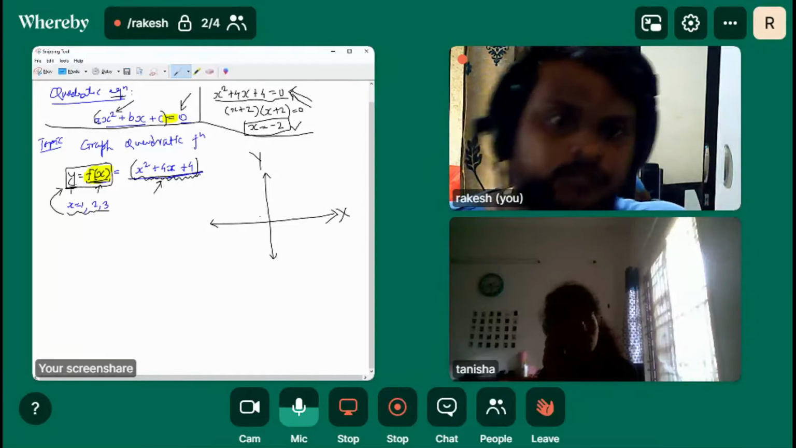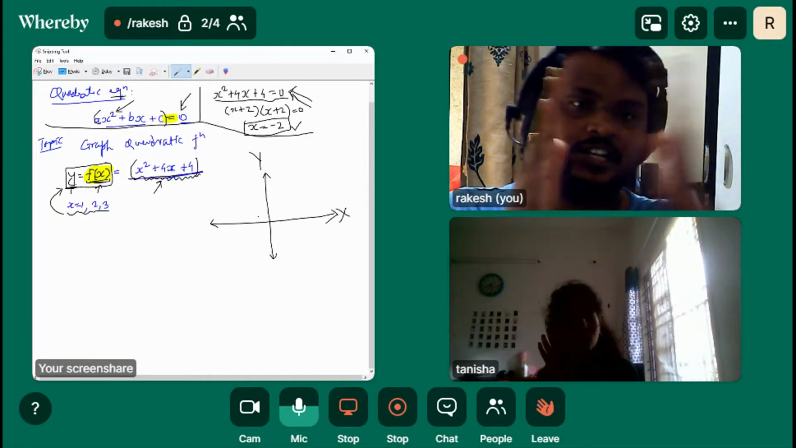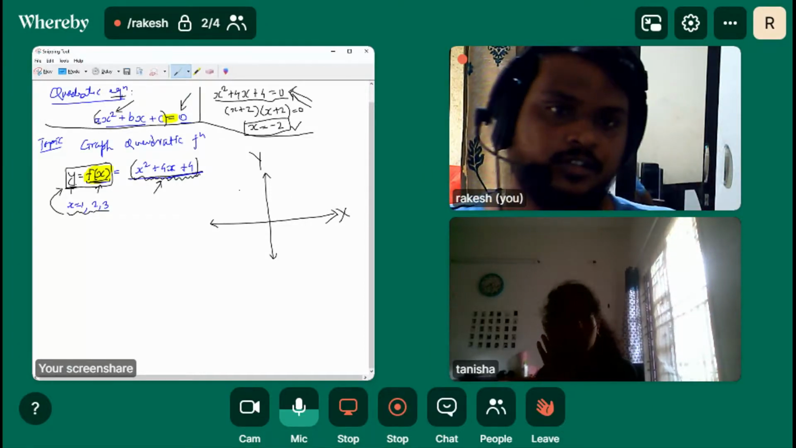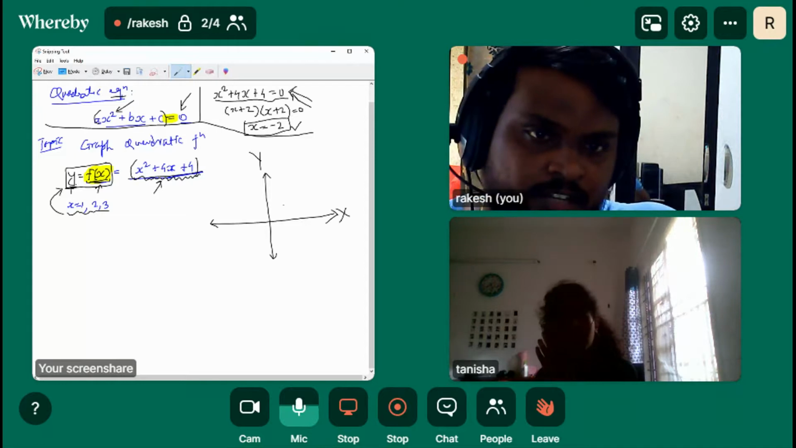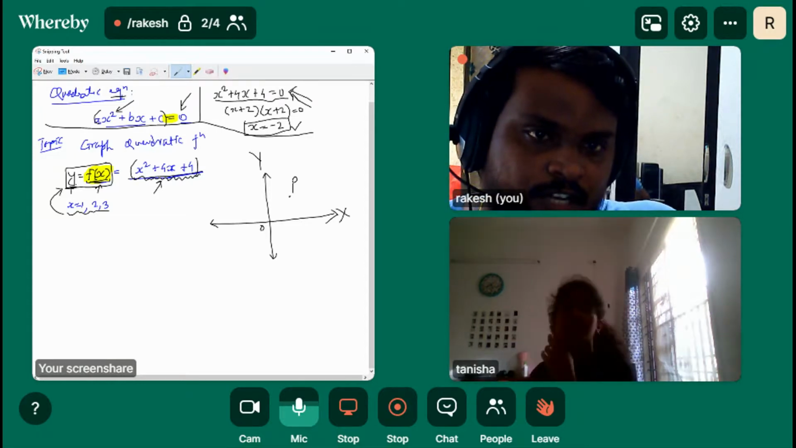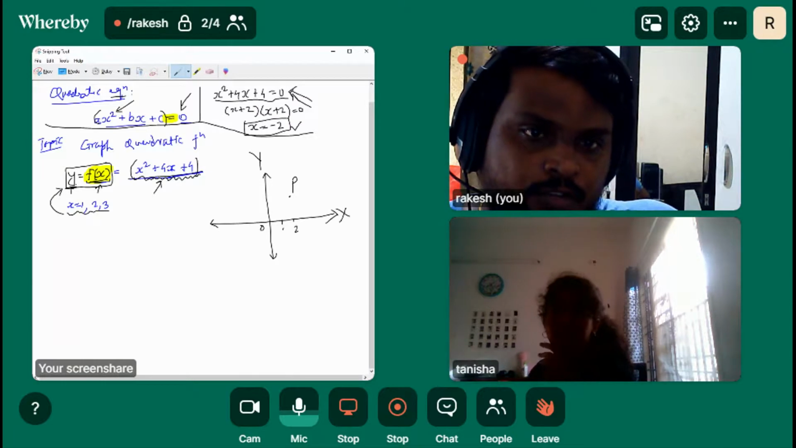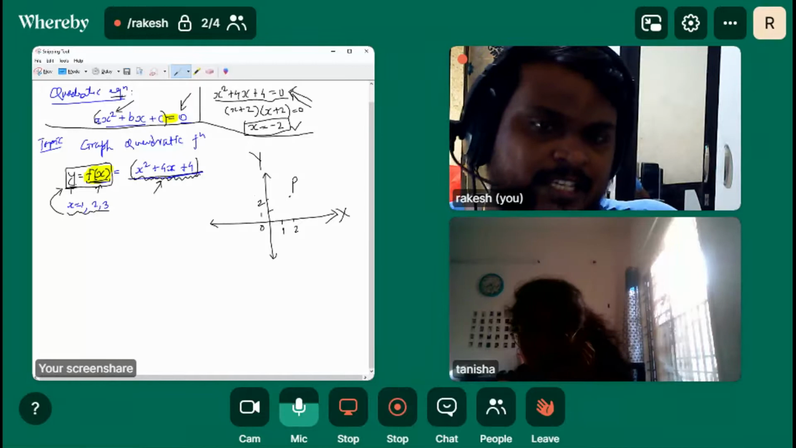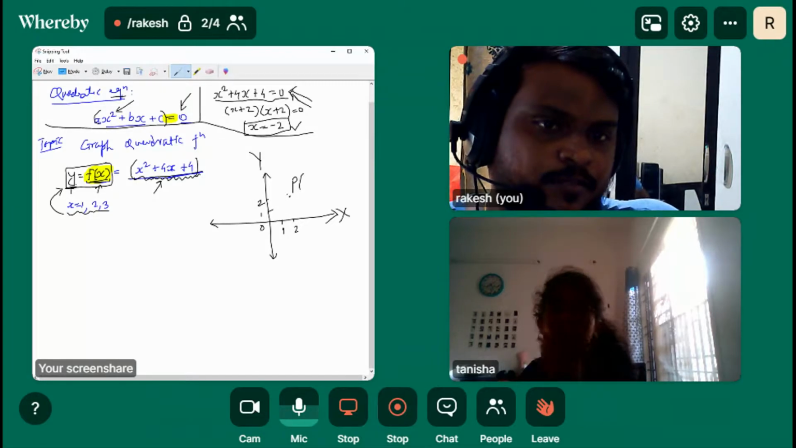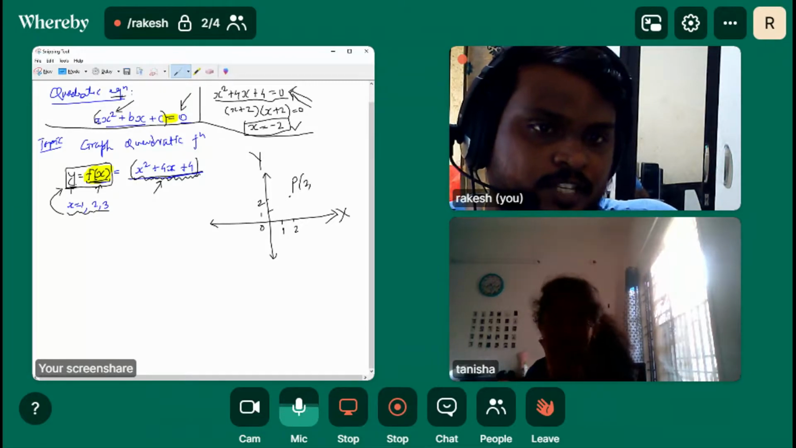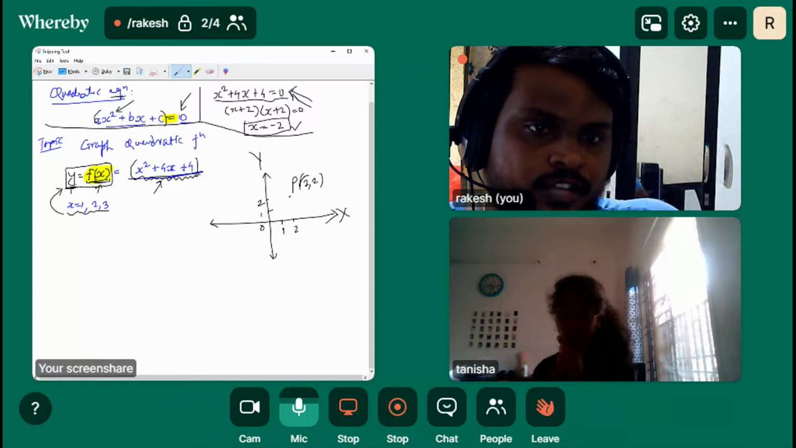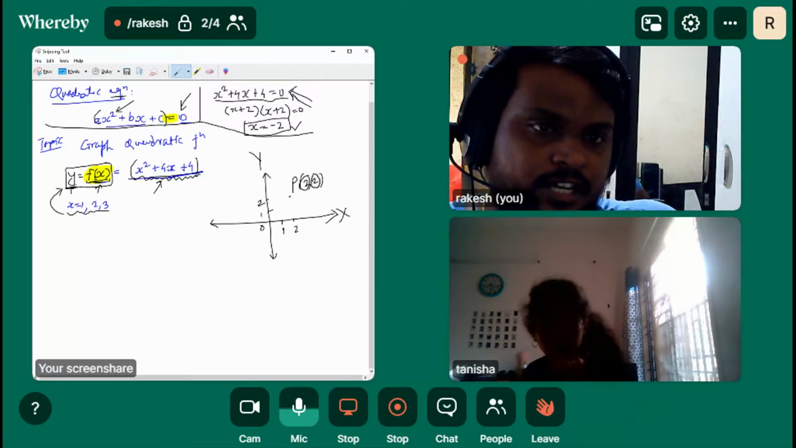You must have graph paper with grid lines on it, right? Suppose I ask you what is the coordinate of this point, giving you some values here. We can find out the coordinates. So there x and y lie, means the coordinate of point P is basically 2 comma 2. This is your x coordinate and this is your y coordinate, right?